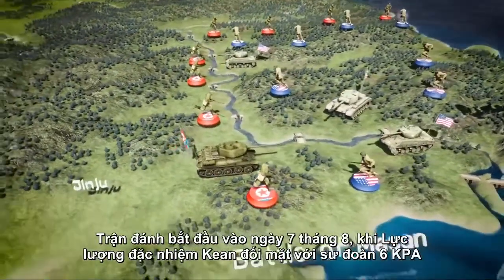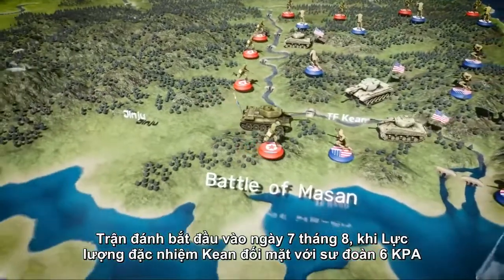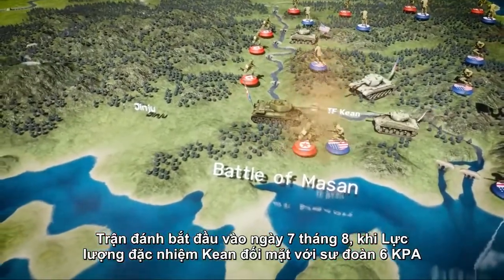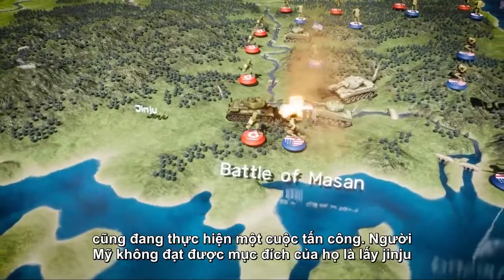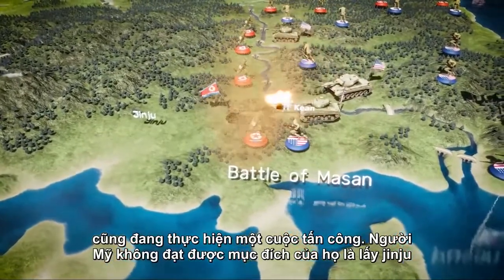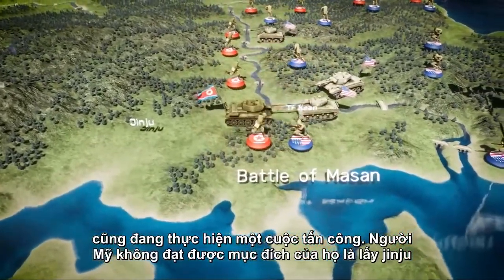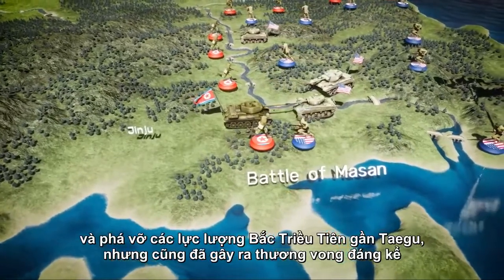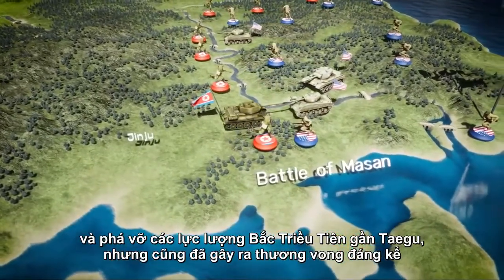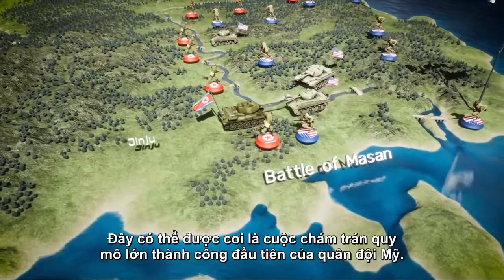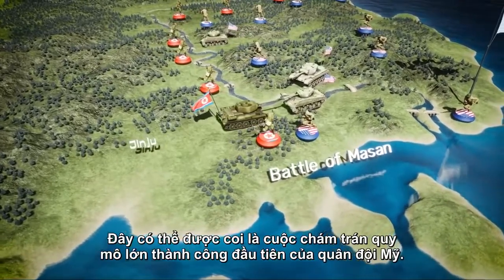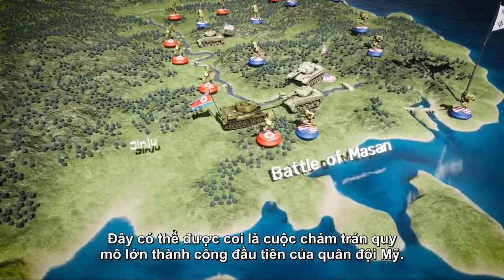The battle started on August 7th, when Task Force Keen was confronted by the KPA 6th Division, which was also going on an offensive. The Americans failed to achieve their aims of taking Jinju and breaking up North Korean forces near Taegu, but inflicted significant casualties. This can be considered the first successful large-scale engagement by the American forces.